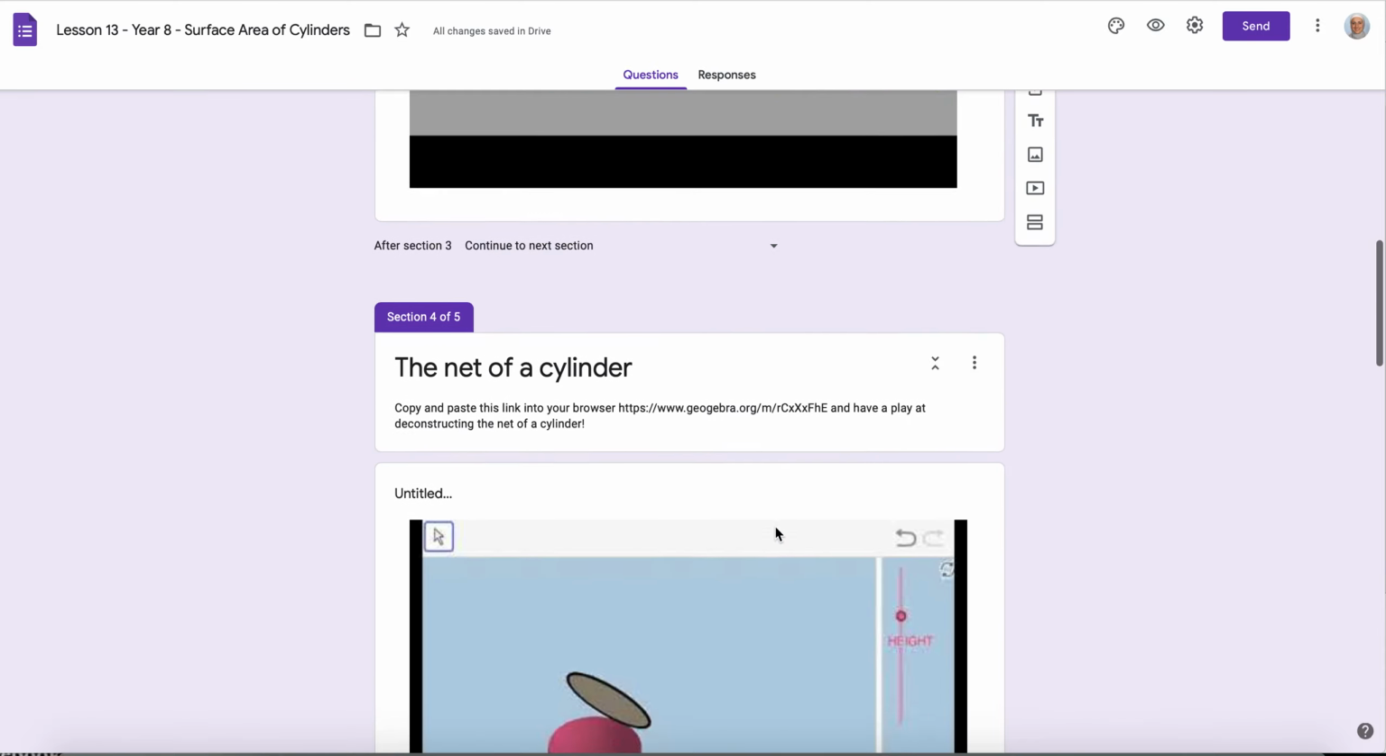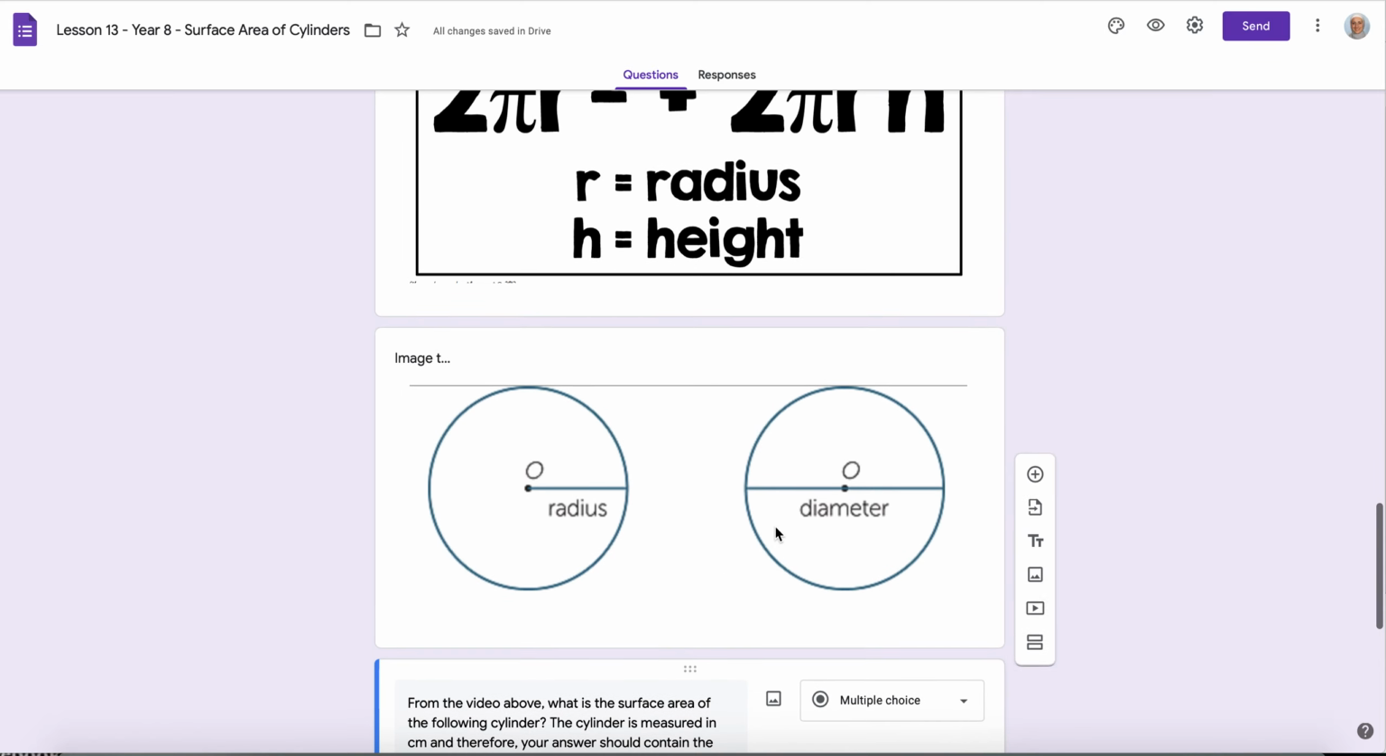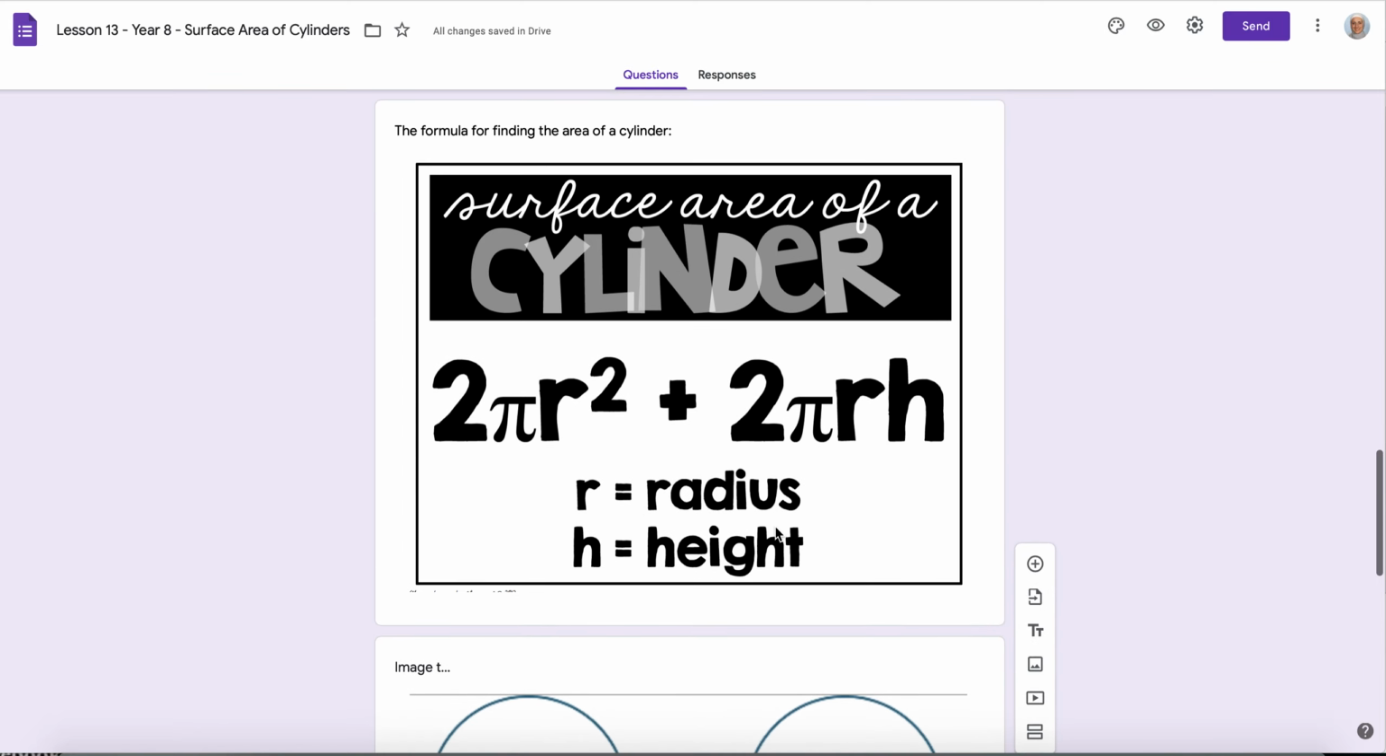So I'm going to quickly explain how to find the surface area of a cylinder, and there's a few ways you can do this. But the first thing you need to know is that there is a formula which you need to use when finding the surface area of a cylinder, and that is 2 pi r squared plus 2 pi r h. r stands for radius, h stands for height.